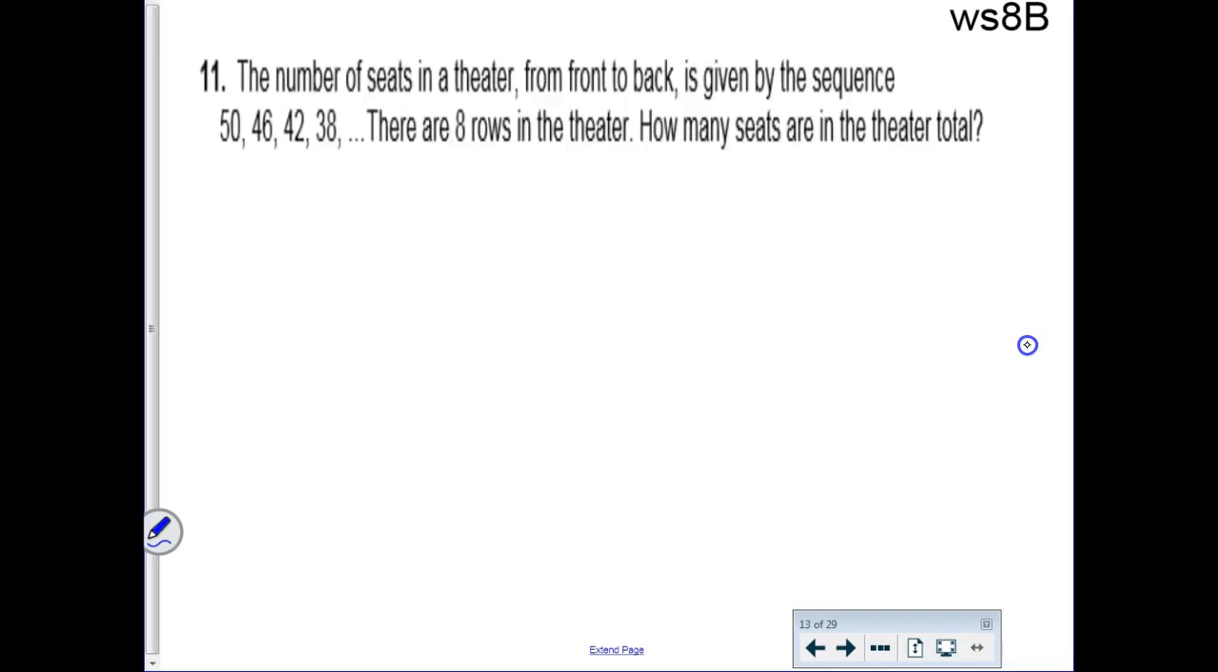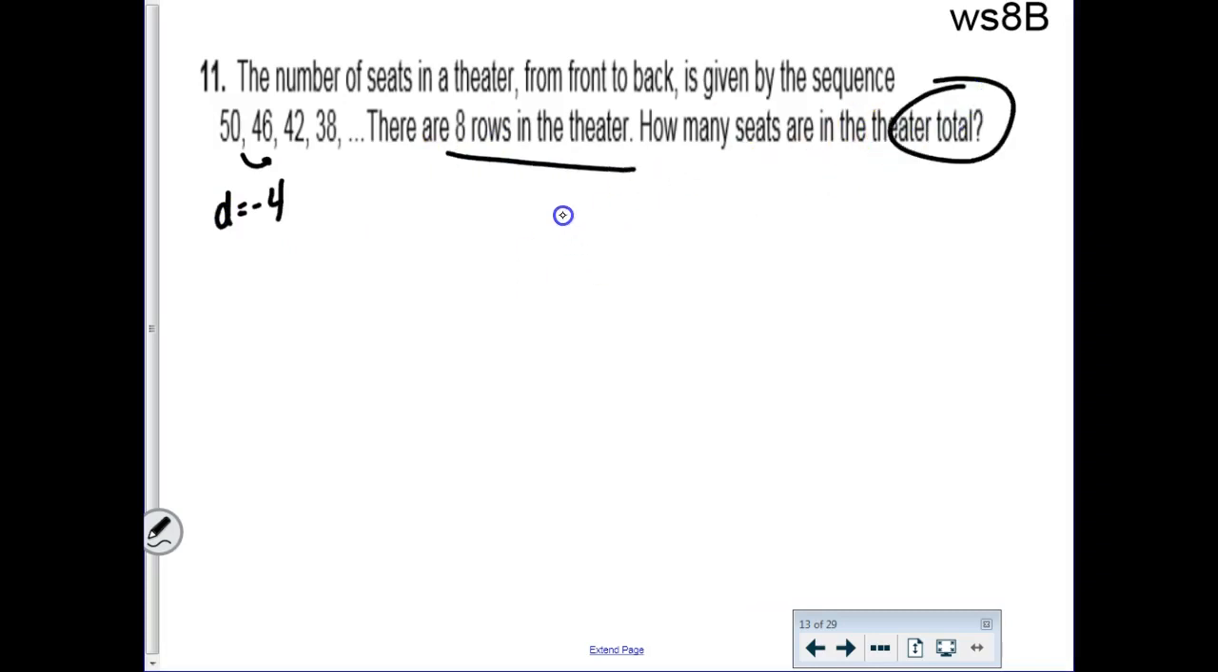And then there's a nice little application of the arithmetic sum. The number of seats in a theater from front to back is given by that sequence. So I can tell that they're subtracting some seats every row. They're removing how many seats, by the way? Yeah, they're taking away 4 every time. There are 8 rows in the theater. How many seats in total?